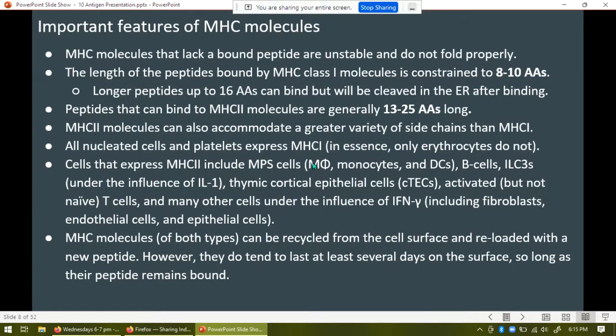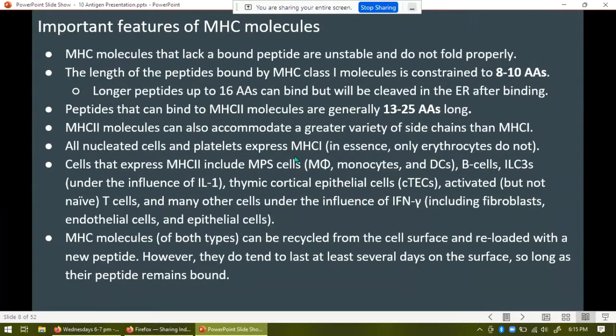MHC2 can also accommodate a greater variety of peptides than MHC1. MHC1 is fairly restricted in what can bind to it. MHC2 is really not restricted in what can bind to it. And we're going to look at what restricts these peptides and whether they can bind or not.